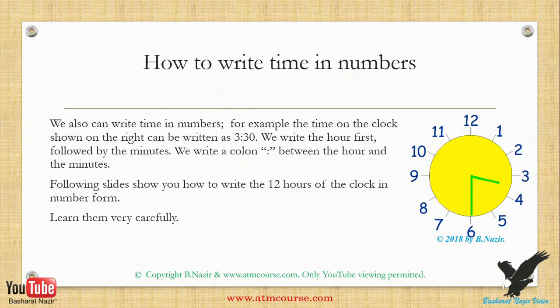We also can write time in numbers. For example, the time on the clock shown on the right can be written as 3:30. We write the hour first, followed by the minutes. We write a colon between the hour and the minutes. Following slides show you how to write the 12 hours of the clock in number form. Learn them very carefully.